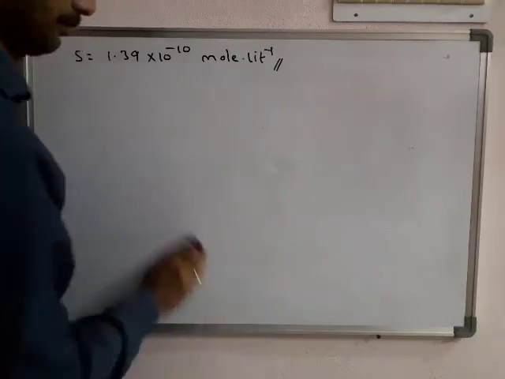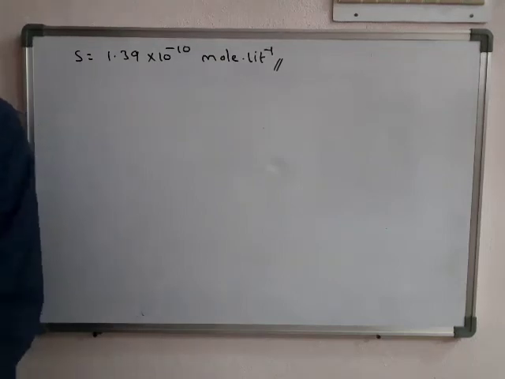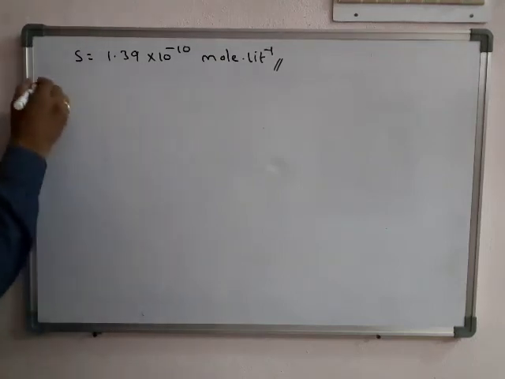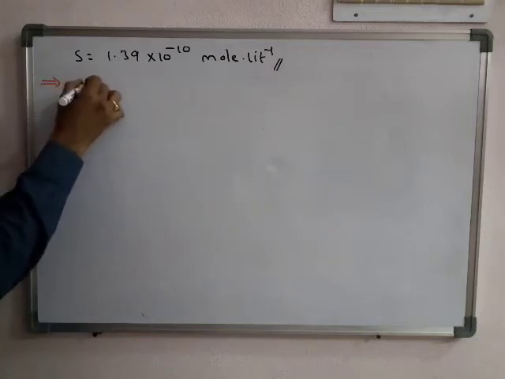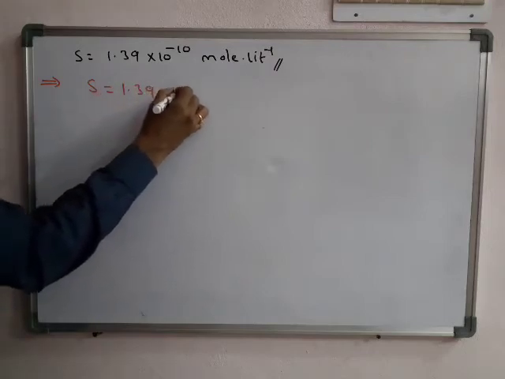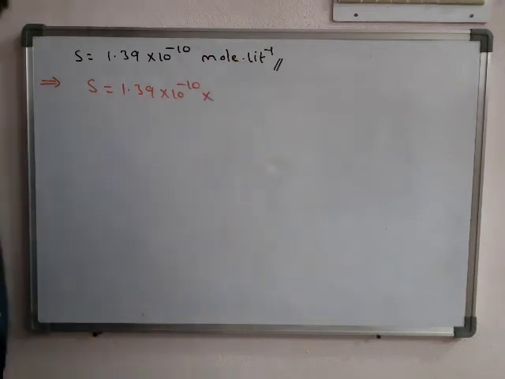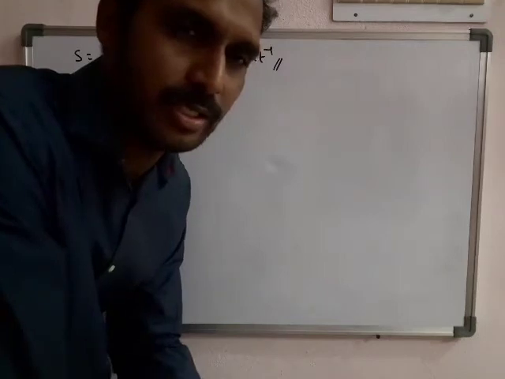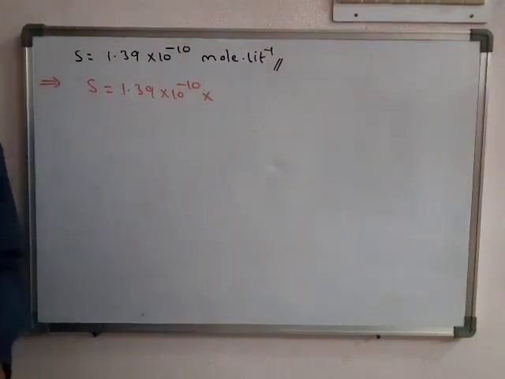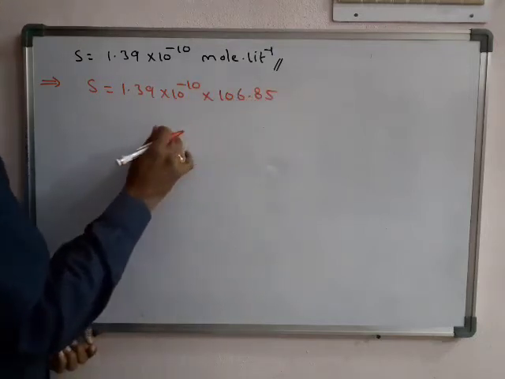So next, we have to find, what is the second question? We have to find it in terms of grams per liter. So s equals, as we already know, 1.39 × 10^-10 in the place of mole. Mole means something that we know, molar mass. So for ferric hydroxide, Fe(OH)3, the molecular mass, how much? We know that iron is 56, so on this calculation we will get the molecular weight as 106.85.